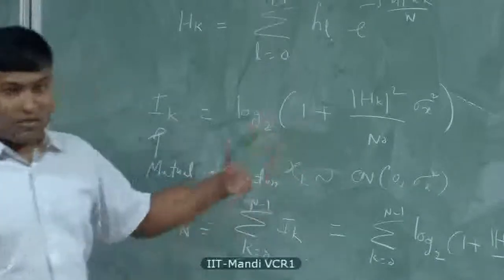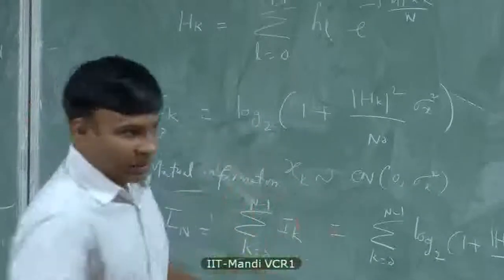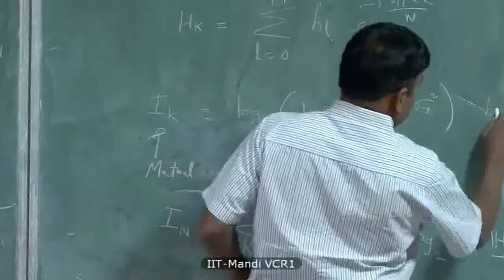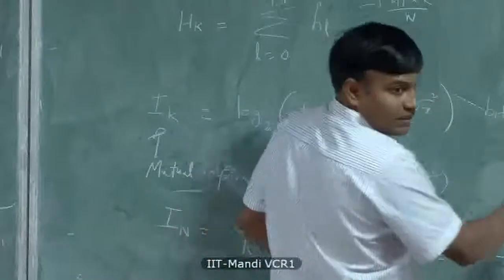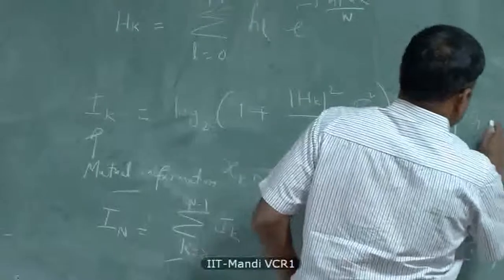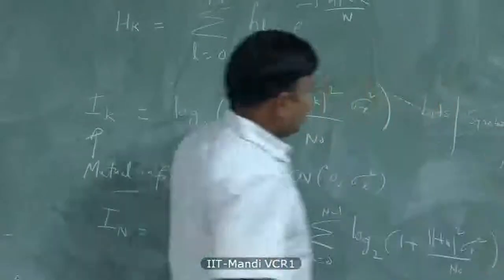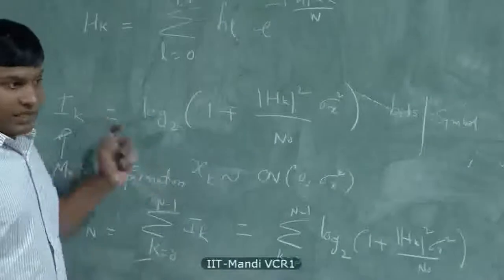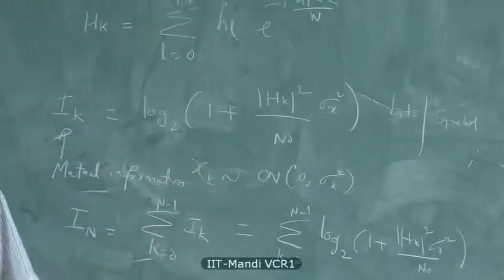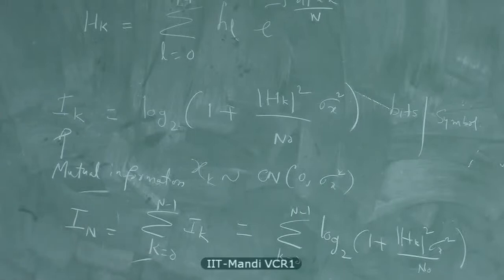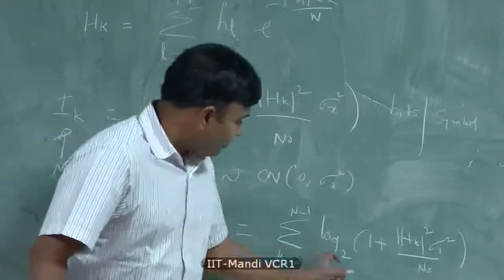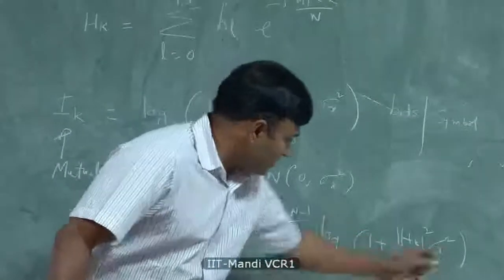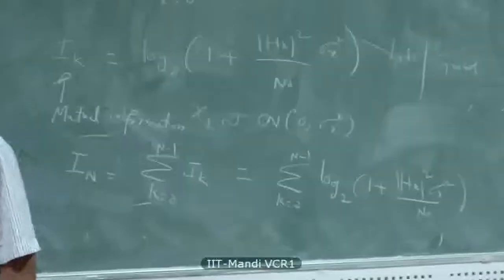Bits for some unit, bits per symbol. Okay, bits per channel use or bits per symbol. In this case, one subcarrier is the channel use, bits per channel use. So the total mutual information that you would get is the sum of logarithm of 1 plus |h_k|^2 sigma_x^2 by N.